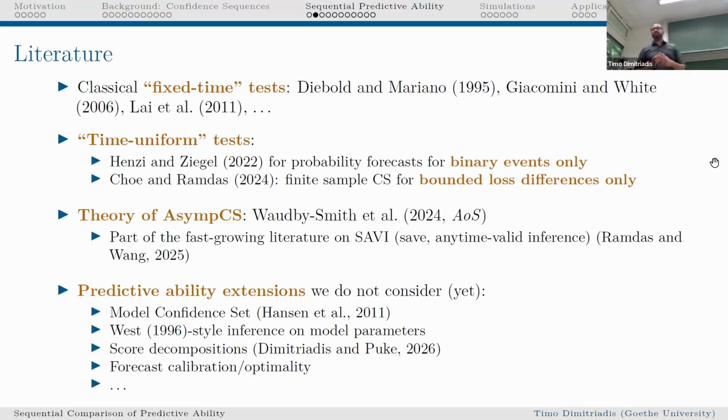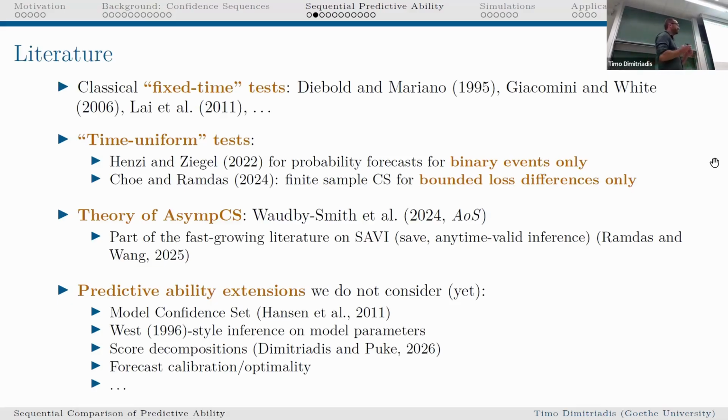Then there are just a few papers about time uniform tests, exactly what we are trying to do. That's one by Henzi and Ziegel. They are restricted to the setting of binary probability forecasts for binary events only. So does it rain later on, yes or no? This is very restricted. And there's Choe and Ramdas. They look at finite sample valid confidence sequences, but the trade-off for this finite sample validity is always that you have to have strong distributional assumptions. So they say my loss differences are bounded or sub-Gaussian, and then they can do something.